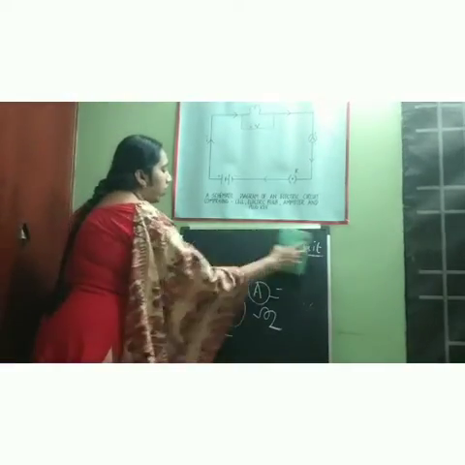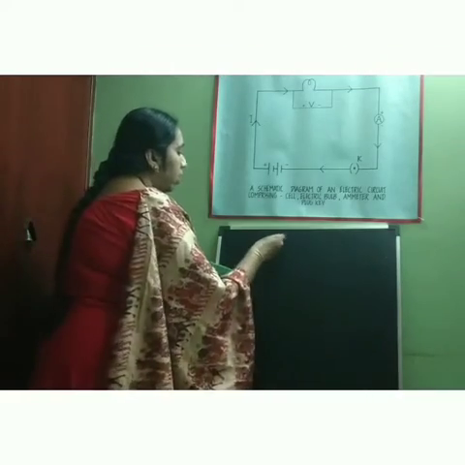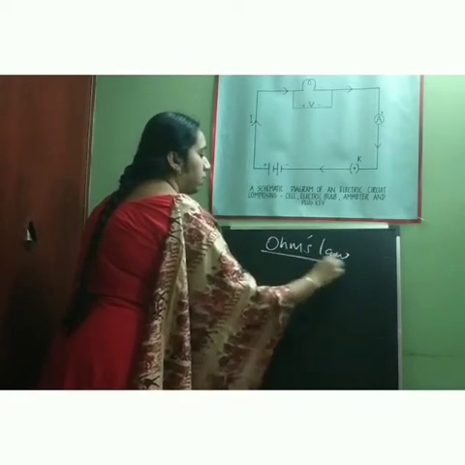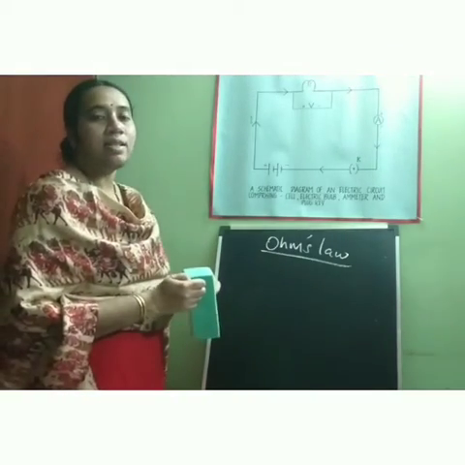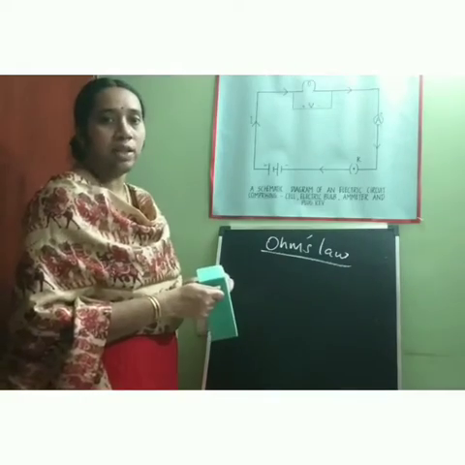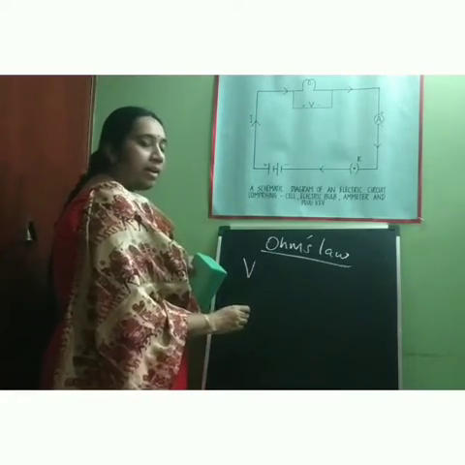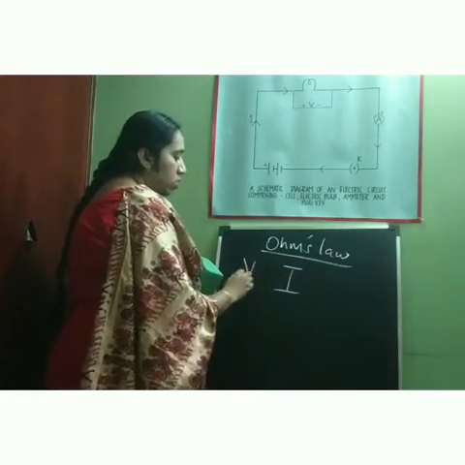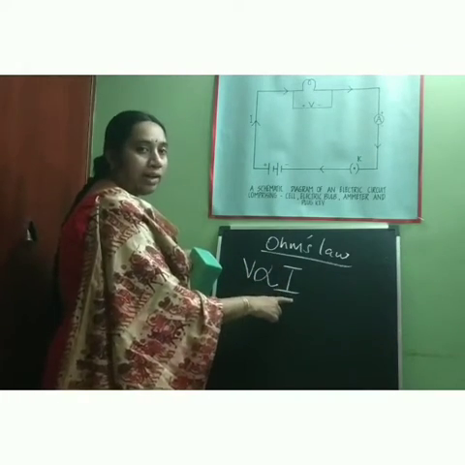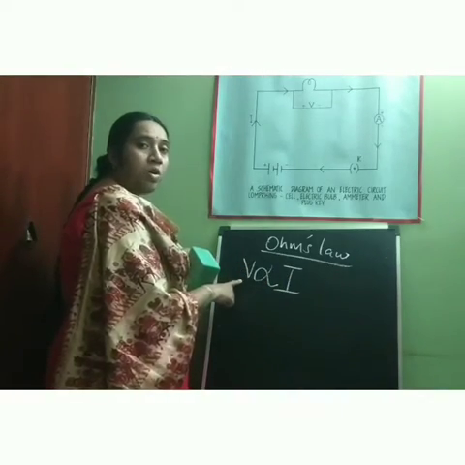Next, I am going to teach you what you mean by Ohm's law. It is a very important topic. There always exists a relationship between the potential difference and the electric current flowing inside the circuit. I have told you potential difference is represented by V and electric current is denoted by I. So, voltage, that is the potential difference, is directly proportional to electric current. When electric current increases, the potential difference also increases.